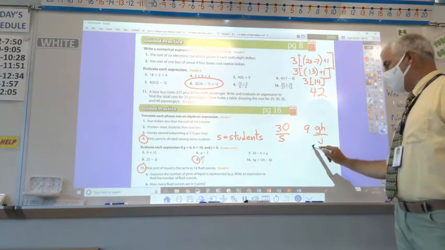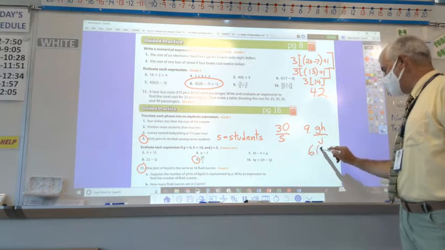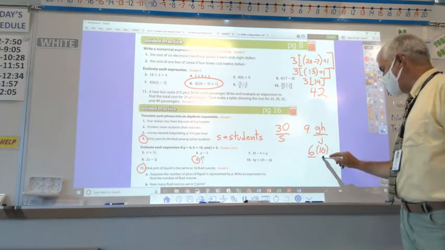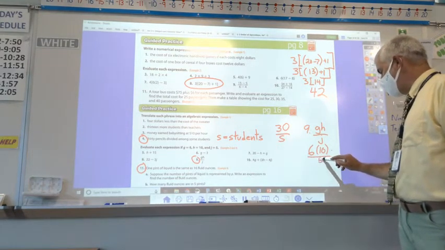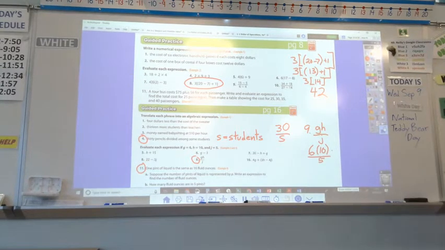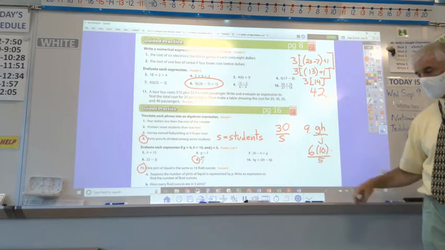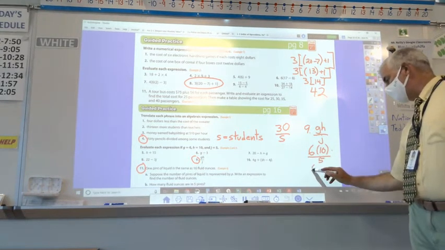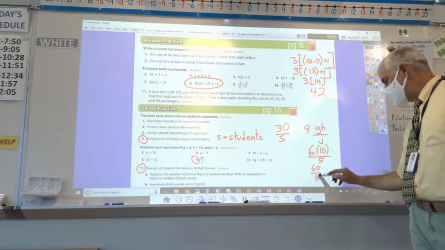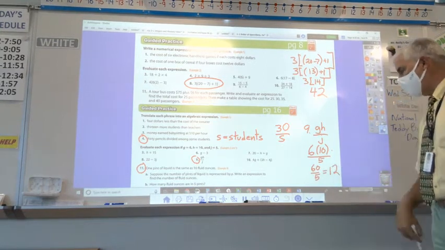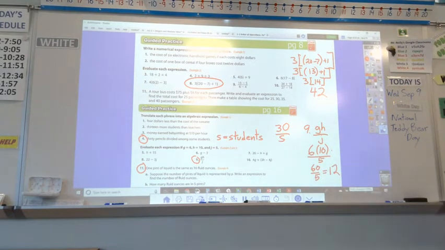First step, substitute 6 times 10 over 5. You must show the substitution step. Okay? Then 60 over 5, which is 12. Done. Okay? Last problem. 1 pint of liquid is 16 fluid ounces.